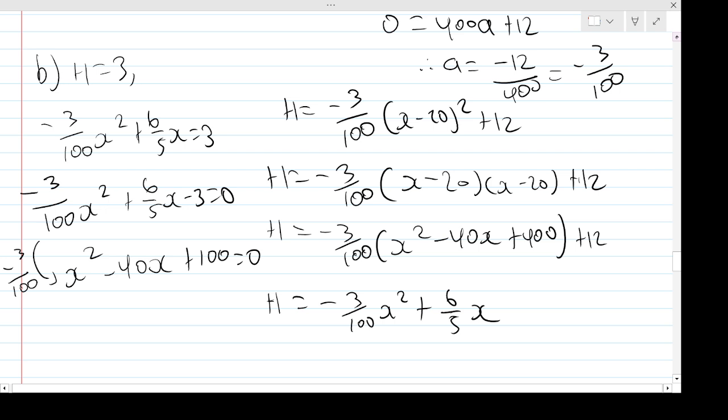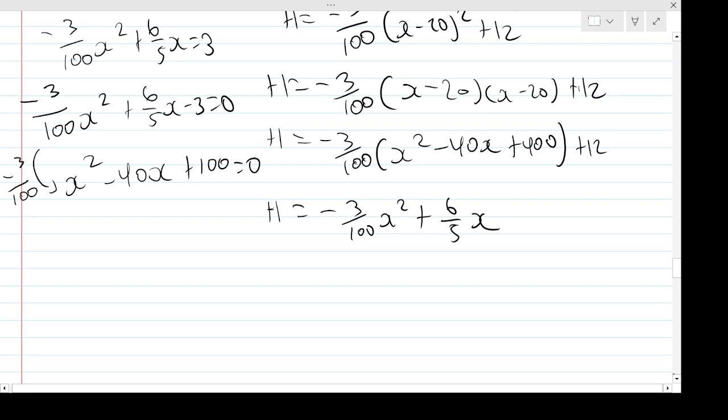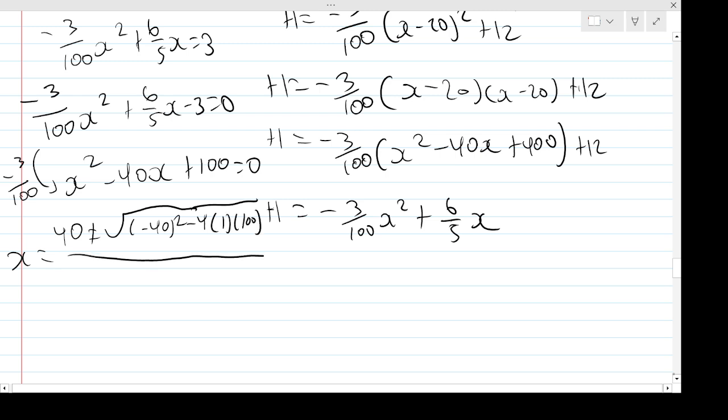But I'm going to be lazy. It's quite a big number, 100. There's a lot of factors if we were to factorize or whatever, but to save time, let's just use the formula. So x is going to be, well, minus 40, so that's going to be plus 40, plus or minus the square root of minus 40 squared, minus 4 lots of 1, lots of 100, all over 2 lots of 1. Let me write that down.